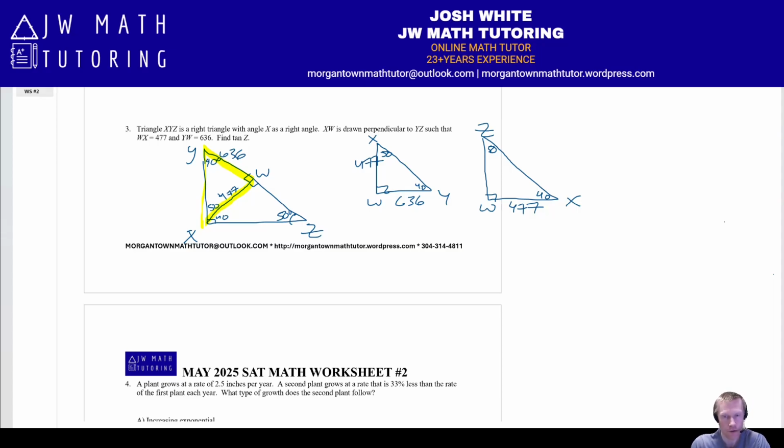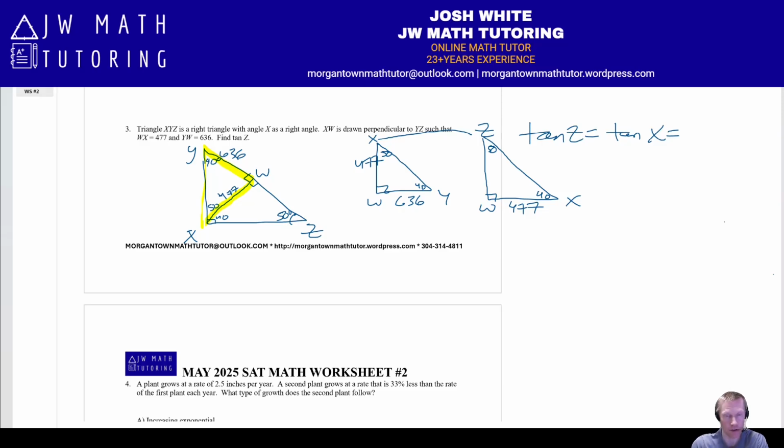All right, so notice that Z and X are the corresponding angles. Therefore, because these are similar triangles, the tangent of Z is going to be equal to the tangent of X because they're both going to be the same angle measure. So therefore, the ratio of their tangents are going to be equal as well.